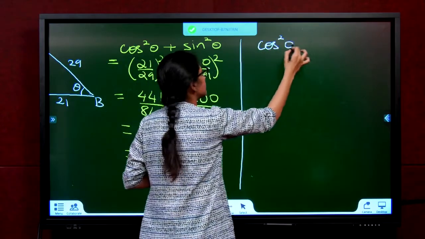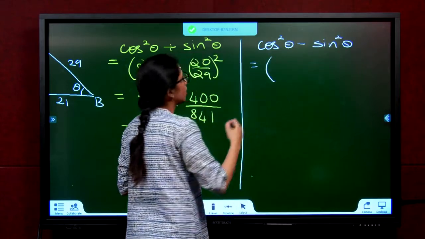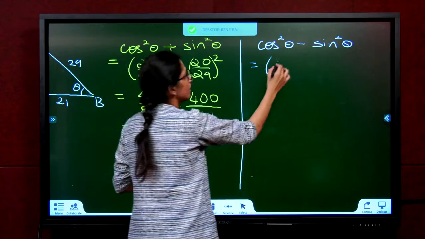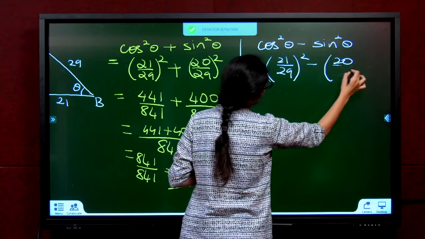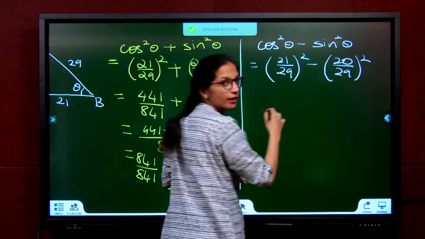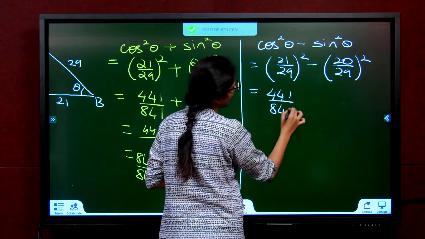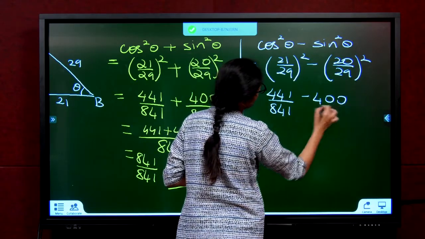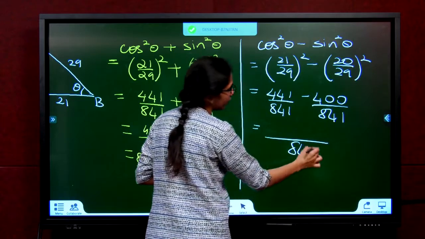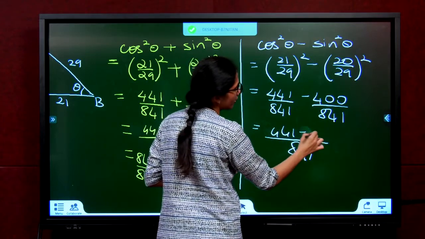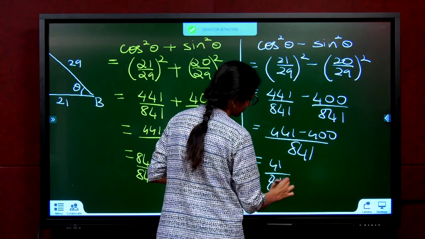Cos square theta minus sine square theta. Same method. Cos theta is 21 by 29. So 21 by 29 the whole square minus 20 by 29 the whole square. Quick. 441 divided by 841 minus 400 by 841. LCM is 841 itself, so you don't have to do anything. 441 minus 400. 41 by 841.